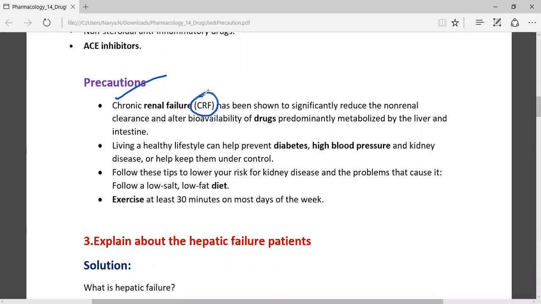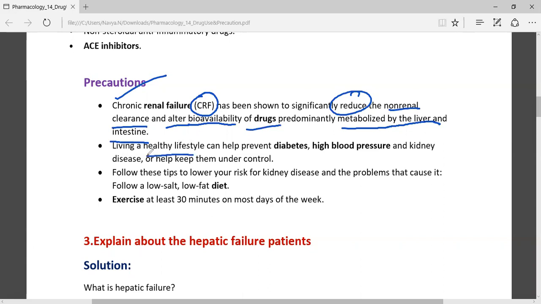CRF stands for chronic renal failure. It may significantly reduce the non-renal clearance, and it may also alter the bioavailability of the drug. Predominantly, the drug will be metabolized by the liver and the intestine.